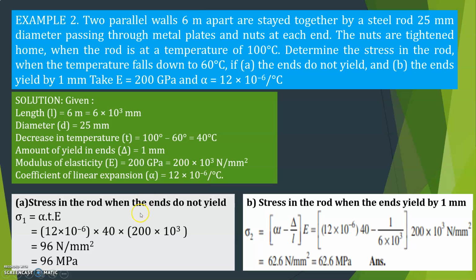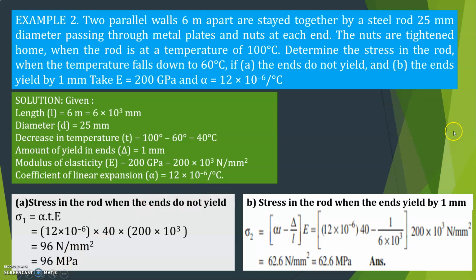So what is now T? T is equal to 100 minus 60, that is equal to 40 degree centigrade. That temperature you have to consider. Okay, then use the formula. First case, stress in the rod when the ends do not yield. Direct formula, sigma is equal to alpha into T into E. Substitute, you get 96 Newton per mm square or 96 MPa.